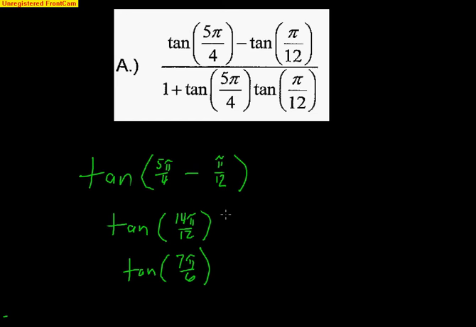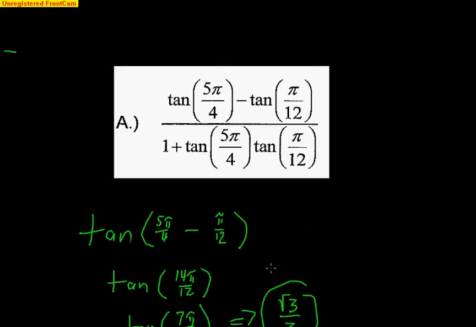And you could leave it like that, but I actually know what tangent of 7 pi over 6 is. Tangent of 7 pi over 6, because 7 pi over 6 is on my unit circle, is negative radical 3 over 3. Oh, I'm sorry, no, positive radical 3 over 3. All right, so hopefully that makes sense. Let's do one more. I believe there's one more in your notes here.